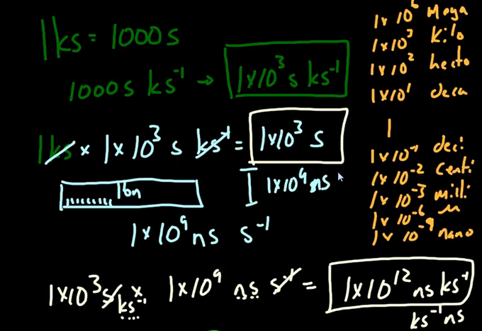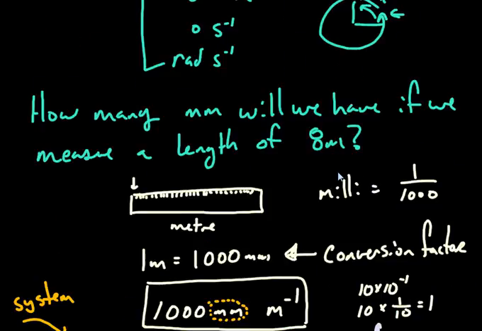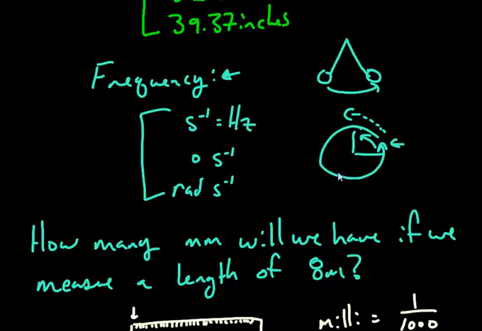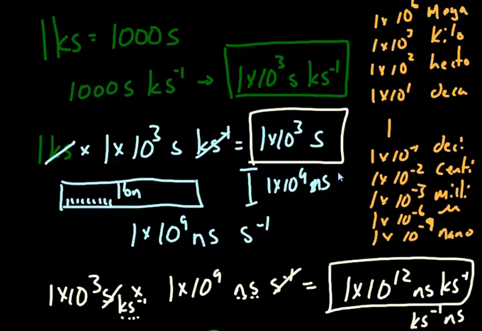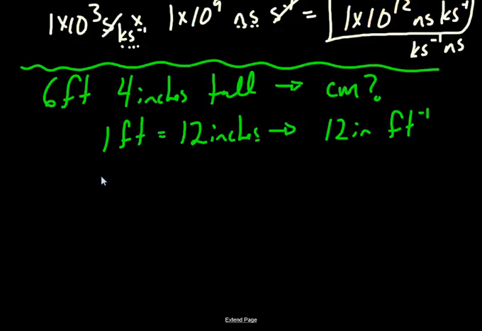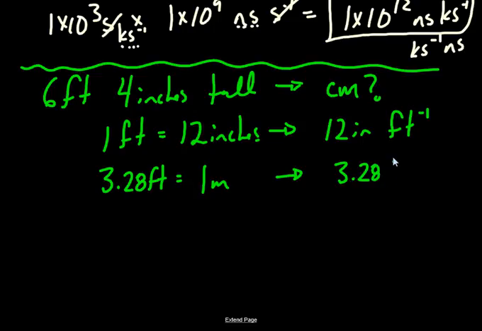And up here, before, we learned that there was, I think, 3.28 feet in every meter. Like that. And the other thing I think we'll need to know is the centimeters to meters part.